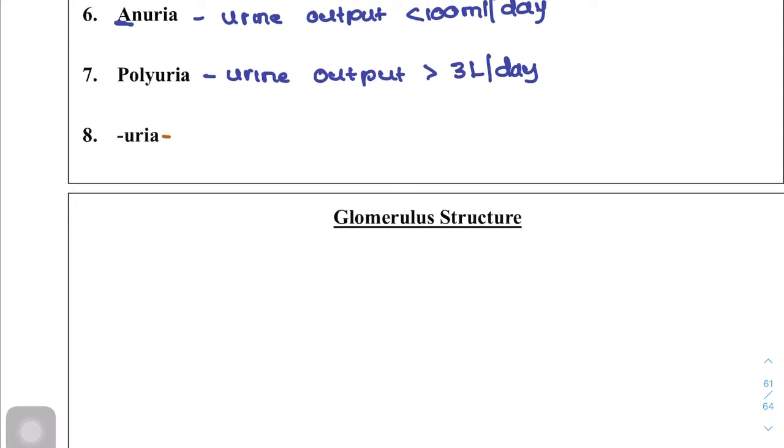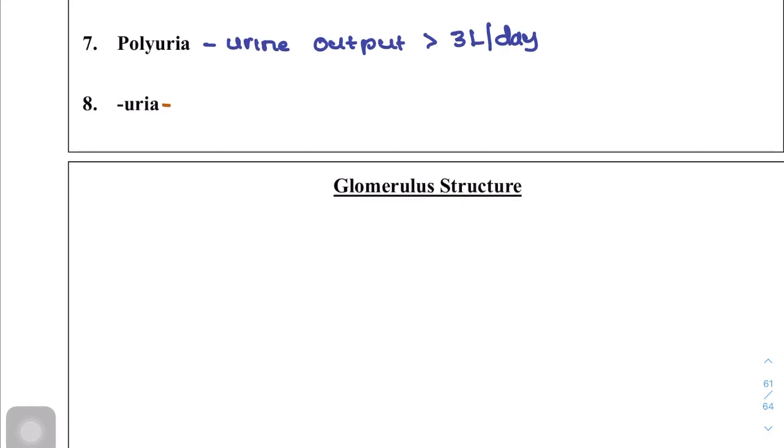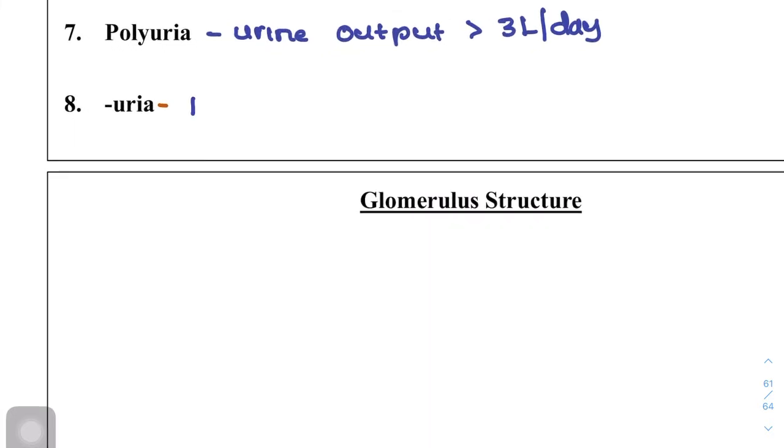Finally, the opposite of it, polyuria. Our kidneys are supposed to produce around 1 to 2 liters of urine output per day. But in polyuria, you get urine output more than 3 liters per day. And I kept number 8 so that you can add substances. You get a lot of substances which end with the suffix uria, hematuria, etc. So you can add whenever you see something.